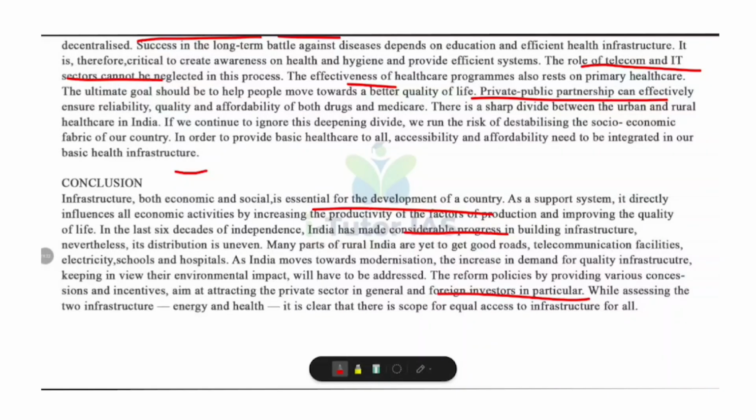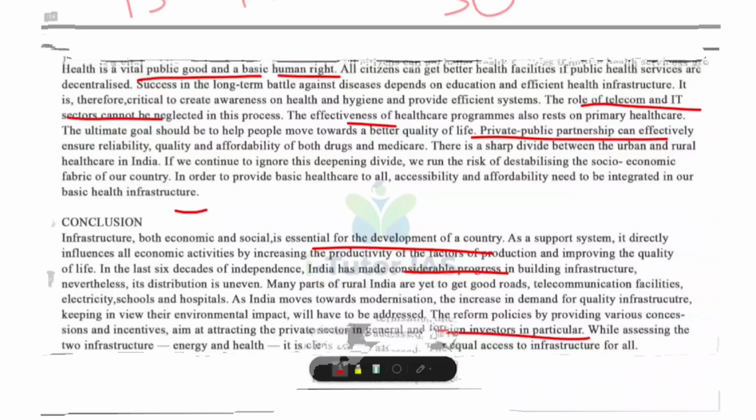What about energy and health infrastructure? Both sectors show that there is scope for ensuring equal access to all citizens, reducing rural, urban and poor-rich disparities. So, infrastructure, both economic and social, is vital for a country's development because it supports production, trade and quality of life. India has made significant progress since independence, but its distribution remains uneven, especially in rural areas. Sectors like energy and health highlight the need for better access, efficiency and private-public partnership. Going forward, modernization, environmental consideration, and equitable access will be key to sustainable development.